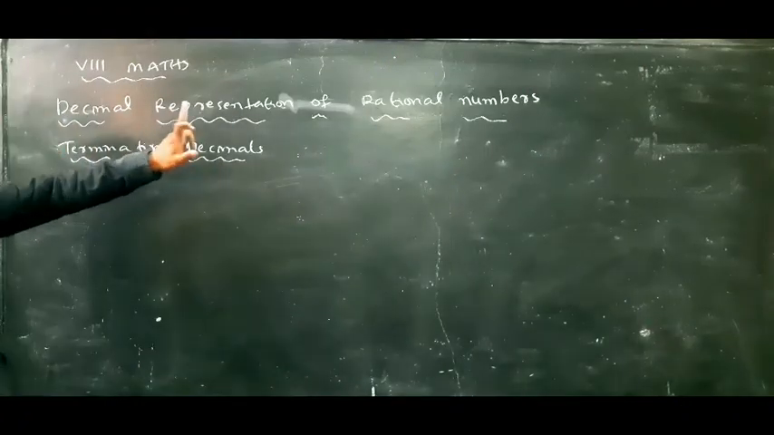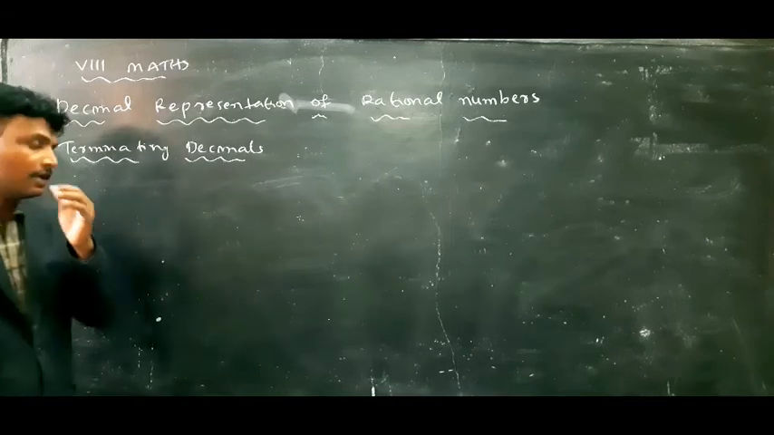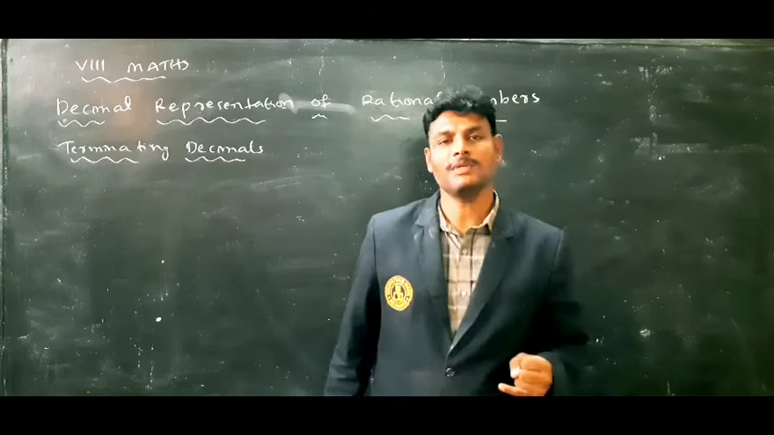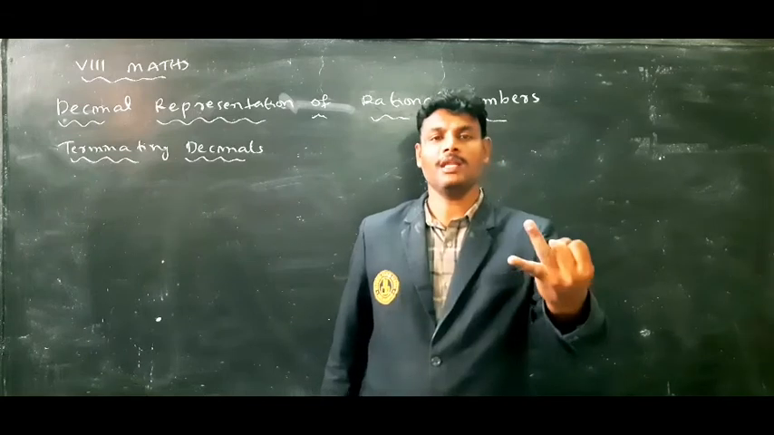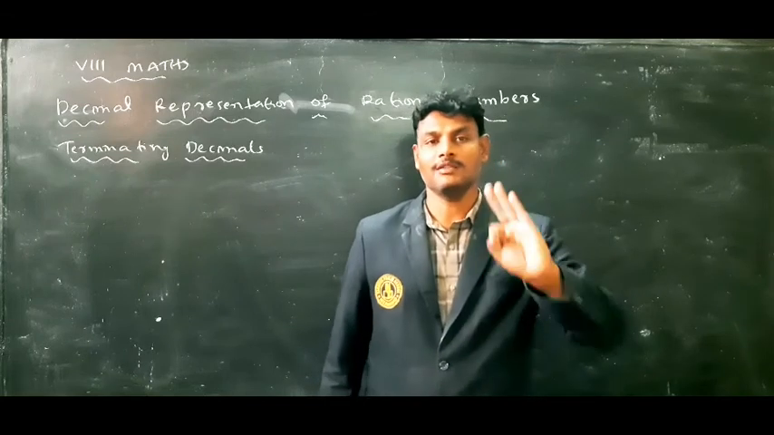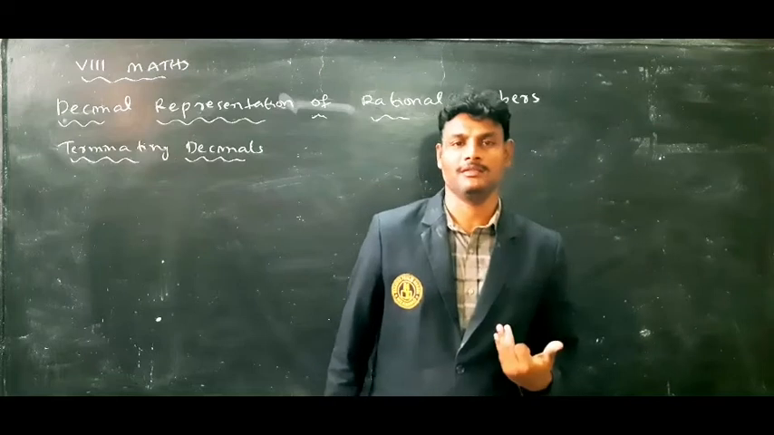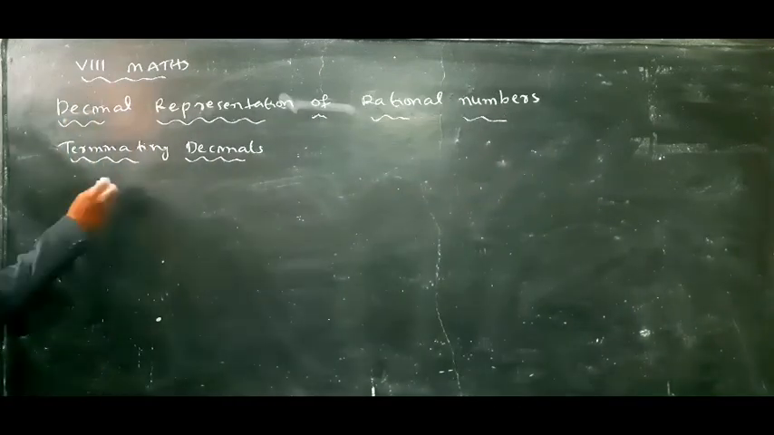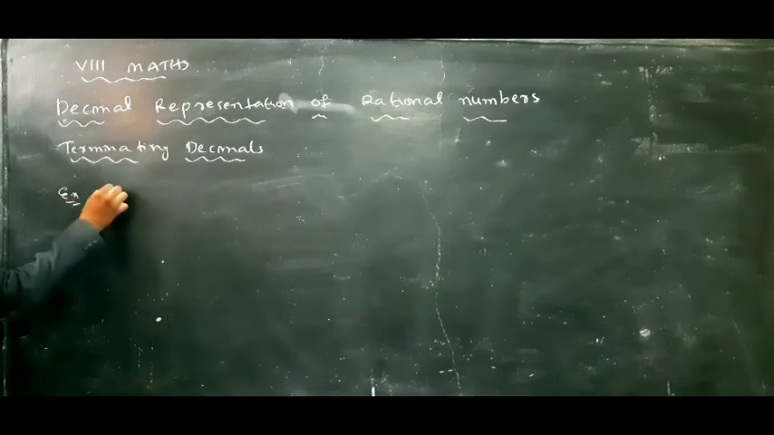Decimal representation of rational numbers. Here we can take decimals of three types: terminating decimals, non-terminating but recurring, and third, non-terminating, non-repeating. For example, first, terminating decimals. What are they? I took one example.